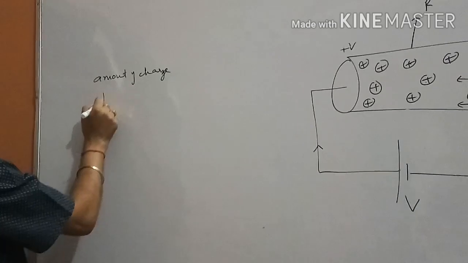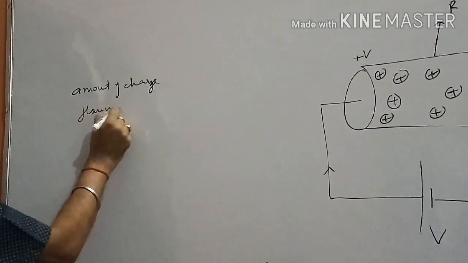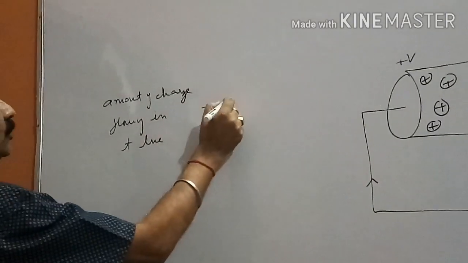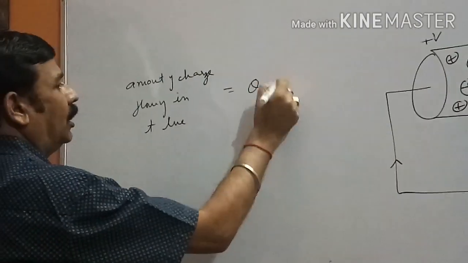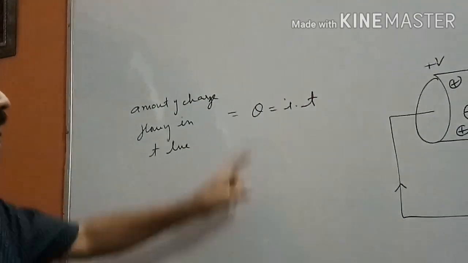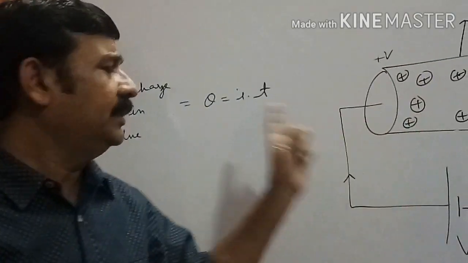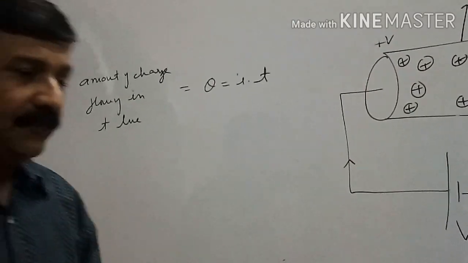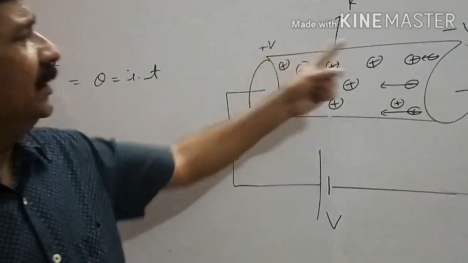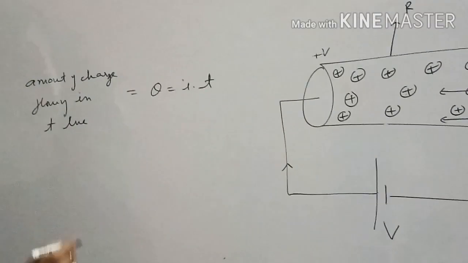The amount of charge flowing in time t is equal to q equals I into t. Current multiplied by time gives charge. This much charge is flowing in the circuit in time t. For flow of charge, potential difference is a must. How much potential difference is the cell creating? V. So how much work is the cell doing?